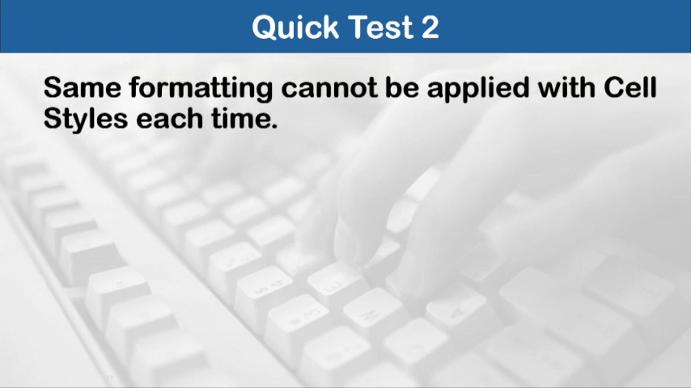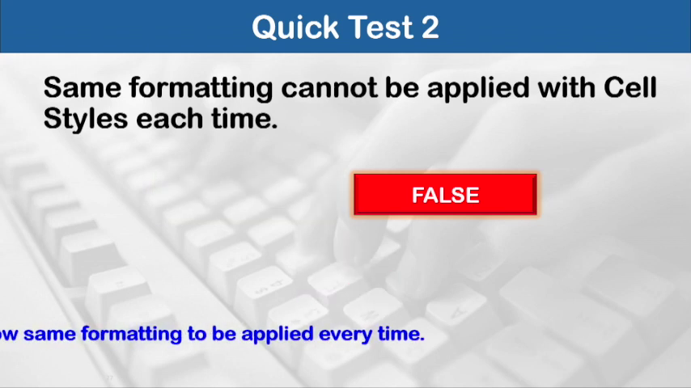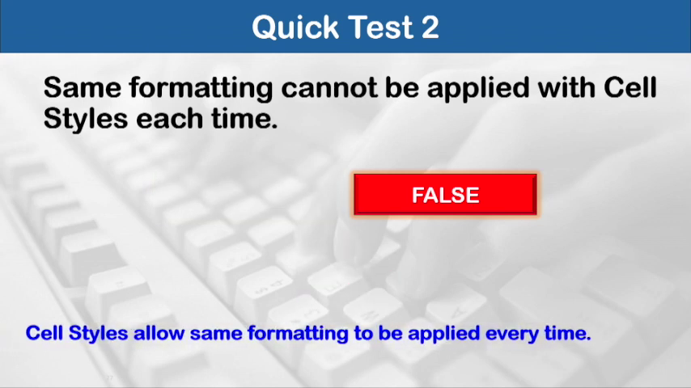Number 2. Same formatting cannot be applied with cell styles each time. Is it true or false? The answer is false. Cell styles allow same formatting to be applied every time.